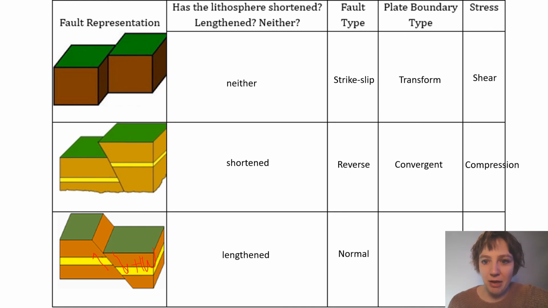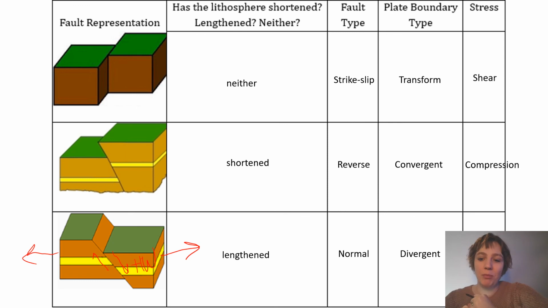The plate boundary type is going to be the one where two things move away from one another, which is, of course, divergence. And the type of stress acting at a divergent boundary is actually tension, right? Like if you were to pull a rope and put tension on that rope, it's the same thing here. So you have normal faults occur at divergent boundaries where the type of stress is tension.